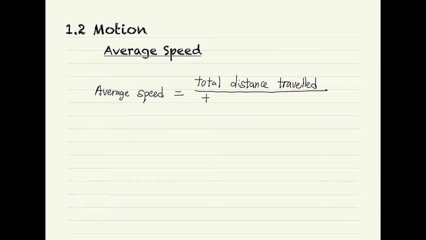Average speed will be equal to total distance traveled divided by total time taken. The unit for the total distance traveled is meter, and the unit for the total time taken is second. So the unit of average speed will be meter per second.